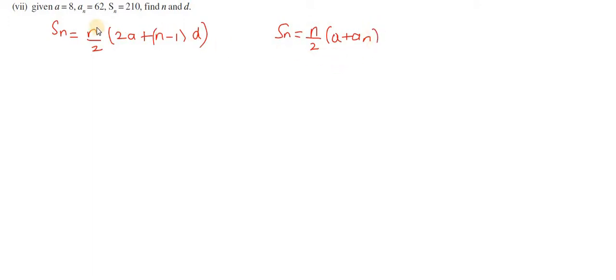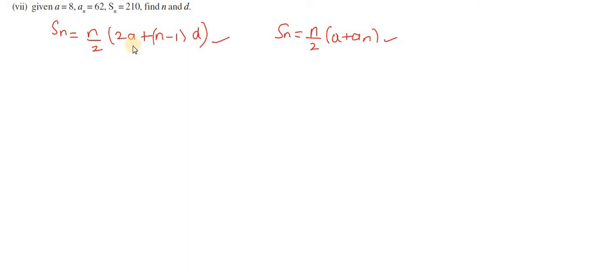Now just look into the data. Both the formulas are the same. In the first class we discussed the sum of n terms and those formulas, everything. So both the formulas are the same. But now tell me which formula is suitable and which formula we can use to find n and d.